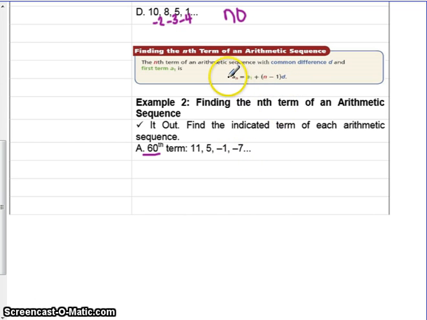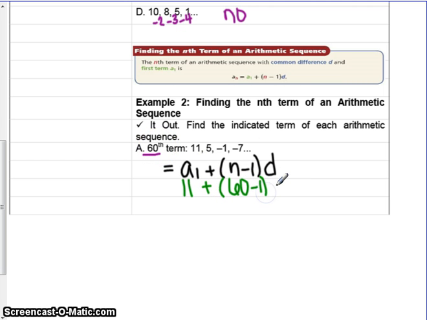So we can use this formula here. And the formula says to find our nth term, we take our first term. I'm going to write this formula here so we can see how we're plugging stuff in. Okay, so to find this, we take our A1, or our first term, we add the n, the term we're trying to find, -1, and the common difference would be a -6, because it's going down by 6 each time.